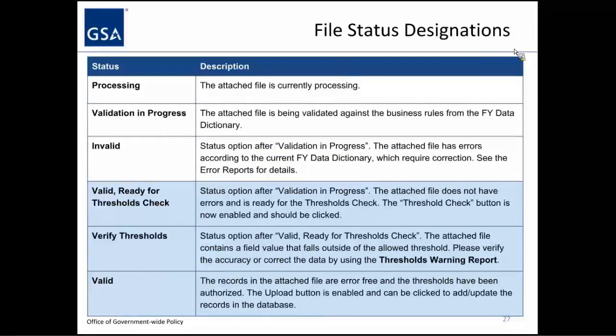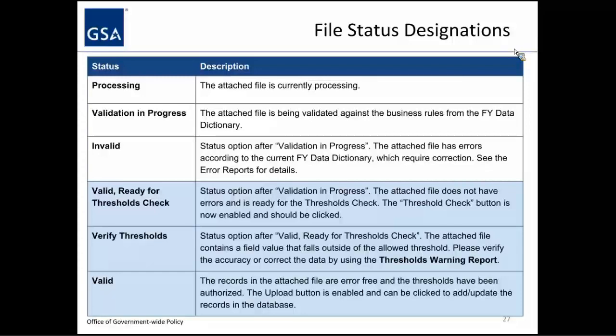Moving on to file status designations. Once a file is submitted, the system will begin to process and validate the information. On that data submission screen, there are 9 different file statuses when you are submitting an XML or CSV. Starting at the top, we first have Processing. Basically this means I have started the process of getting my file into the system, and it has acknowledged that the process has started. The next step is Validation in Progress.